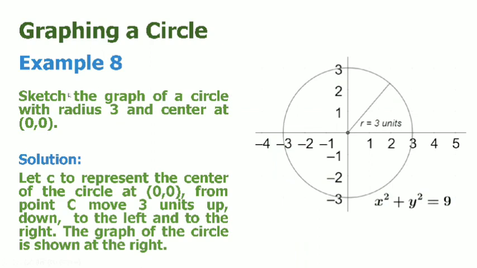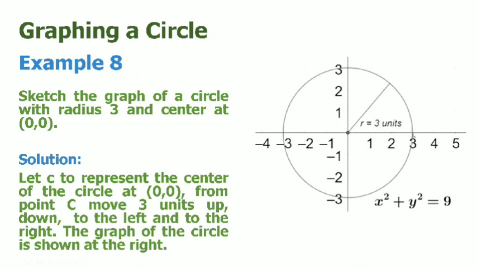Okay, we have also here graphing a circle. So the 8th example is sketch the graph of a circle with radius 3 and center at 0, 0. So given the graph here on the right part, since the center is at 0, 0, we place the center on the point of origin. Since the radius is equal to 3, we will mark, okay, every grid is 1 unit, therefore 1, 2, 3.